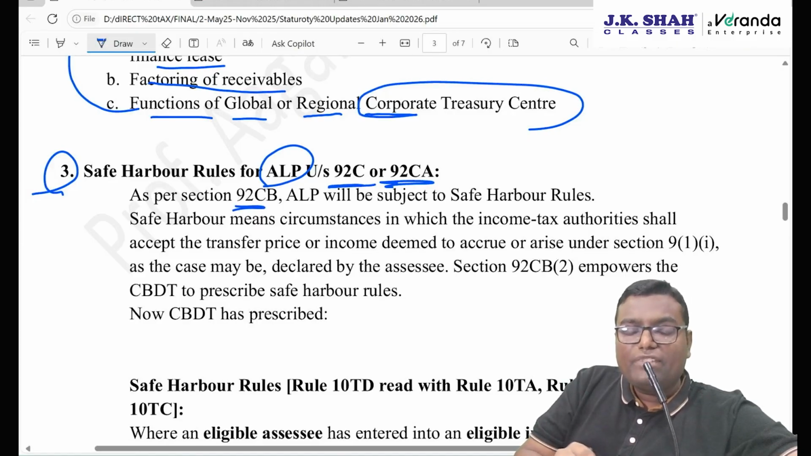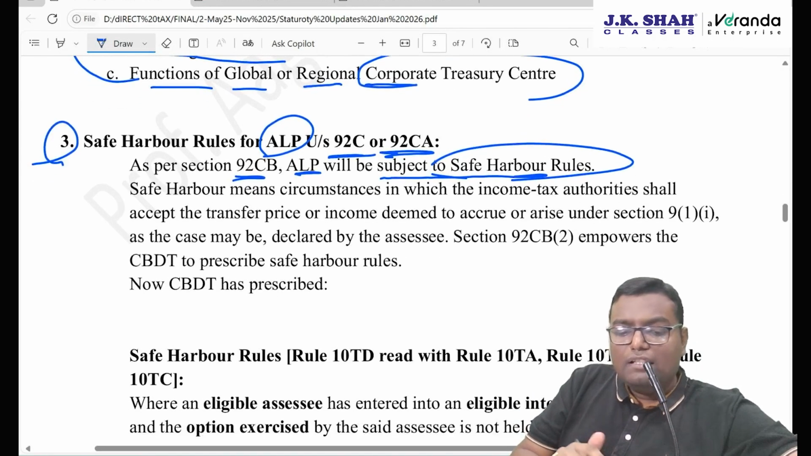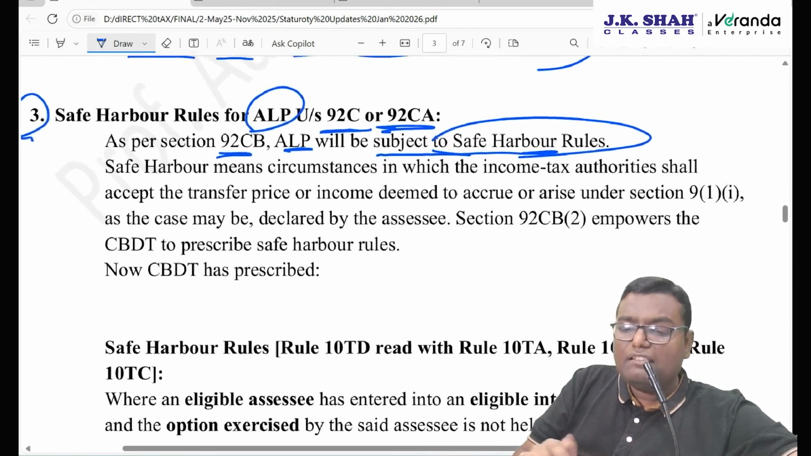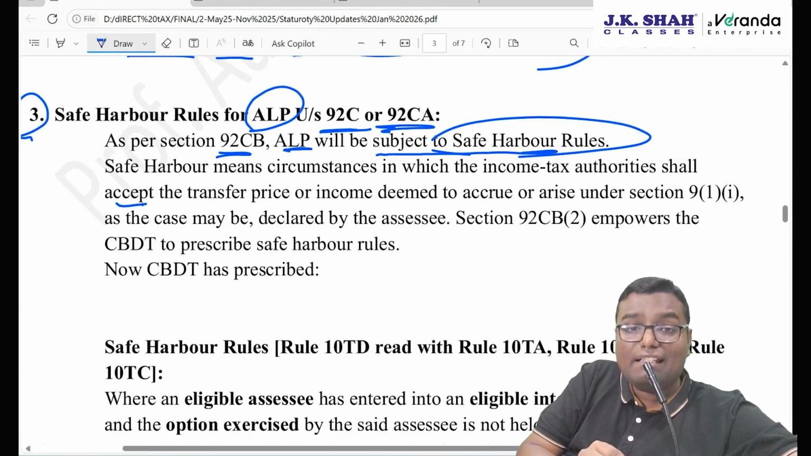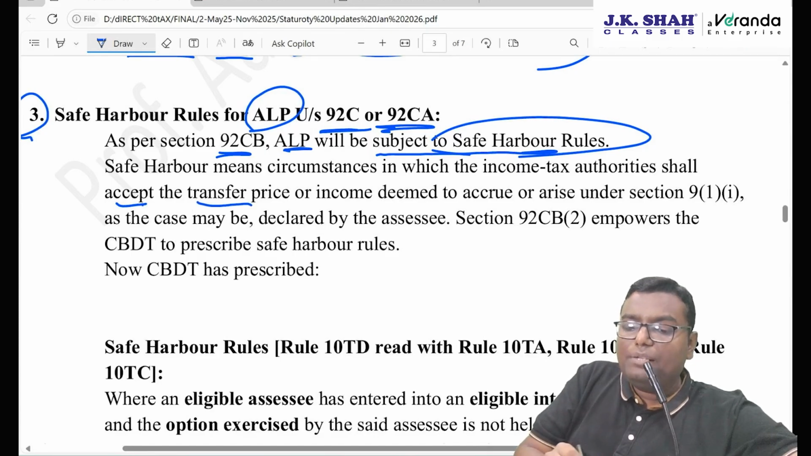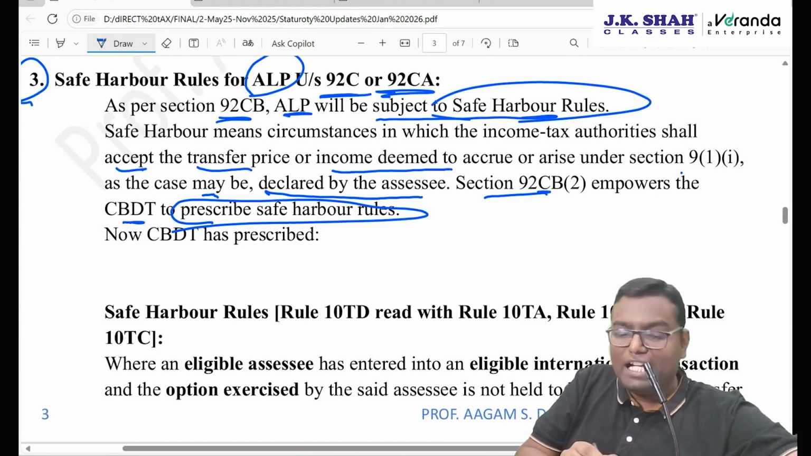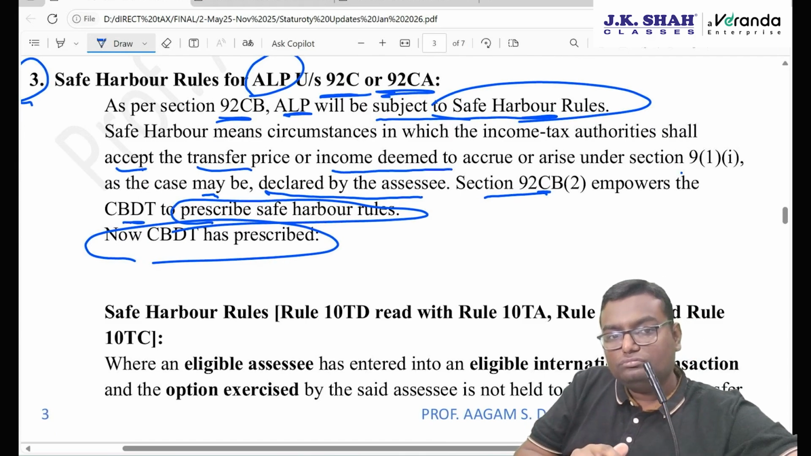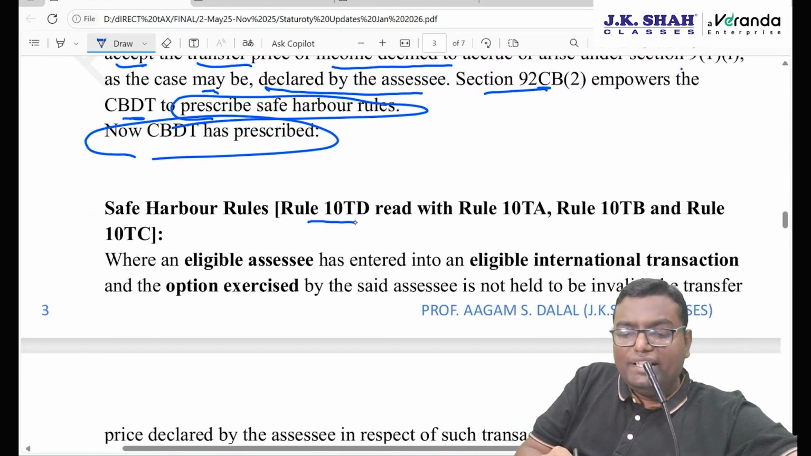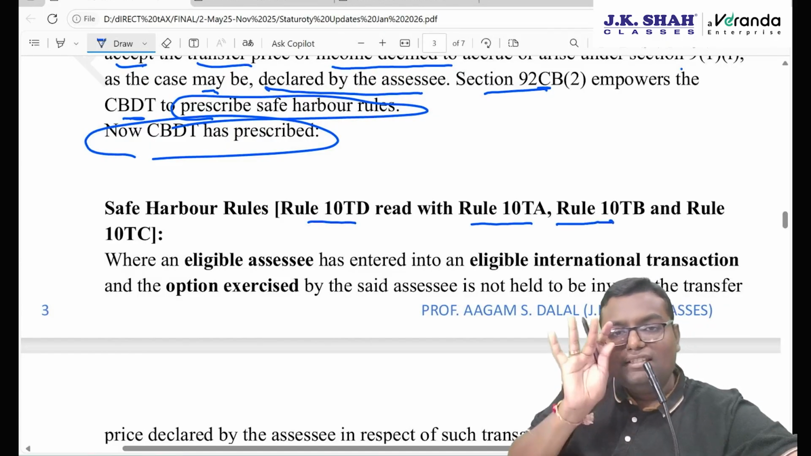As per 92CB, arm's length price shall be subject to safe harbor rules. Safe harbor rules mean circumstances in which income tax authorities shall accept the transfer price or income deemed to accrue or arise in India, as the case may be, declared by the assessee. Section 92CB empowers the CBDT to prescribe safe harbor rules. Now that is prescribed: Rule 10TD read with Rules 10TA, 10TB and 10TC.